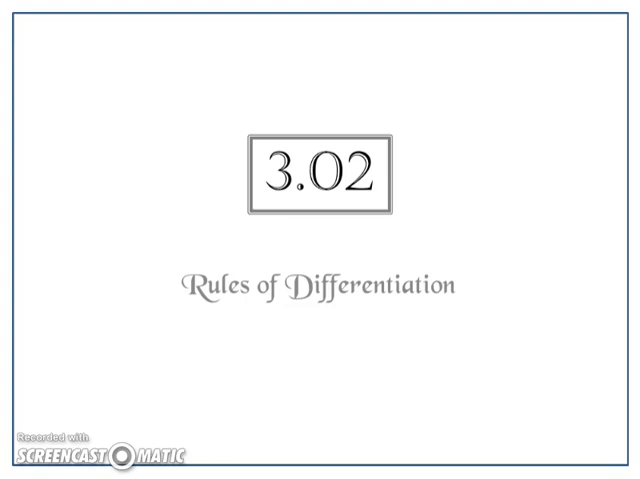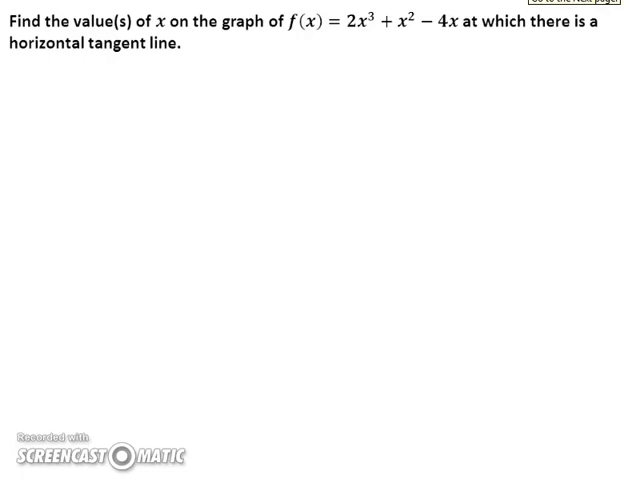The problems I will go through here in this video won't do any quotient rule, product rule problems. However, I just picked a few problems that you might see on the assignments and tests that you might stumble on. So let's start with the first one. Find the value or values of x on the graph of f of x equals 2x cubed plus x squared minus 4x, at which there is a horizontal tangent line.